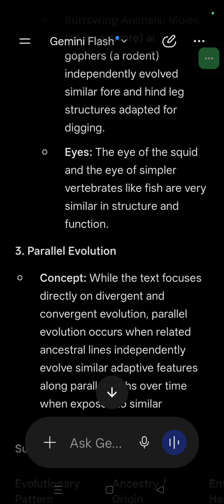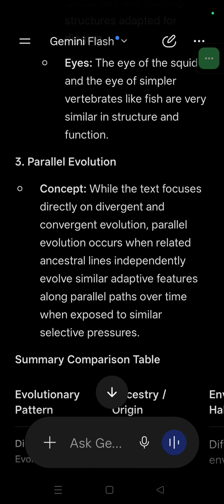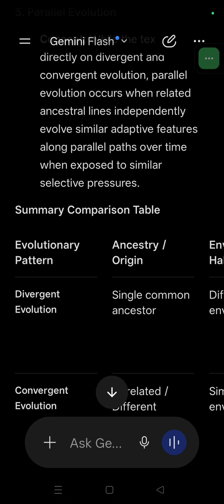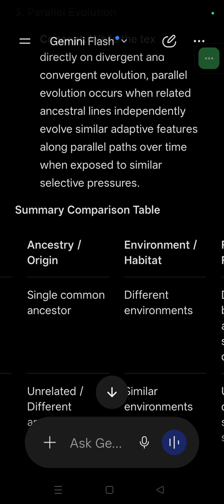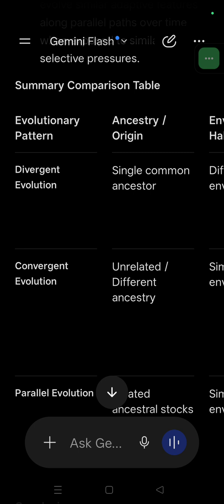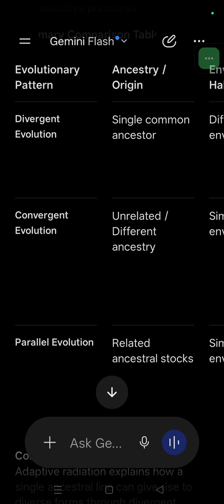Parallel evolution occurs when related ancestral lines independently evolve similar features along parallel paths over time when exposed to similar selective pressures. Now let's compare. Divergent evolution: single common ancestor. Convergent evolution: unrelated, different ancestry. Parallel evolution: related ancestral stocks.